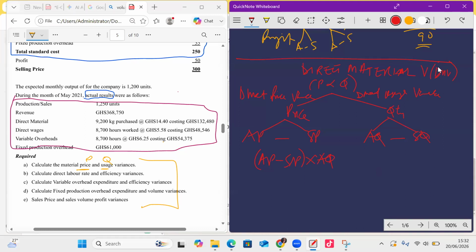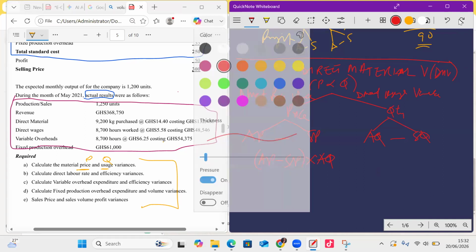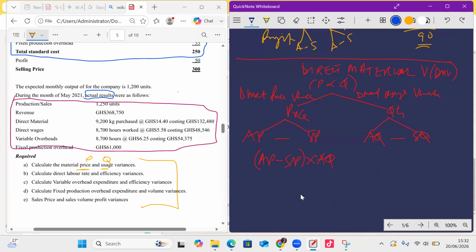Then the next one, I would start with this and multiply by what is on the right. Are you good? Yeah. This is called direct material price variance. This is called direct material usage variance.